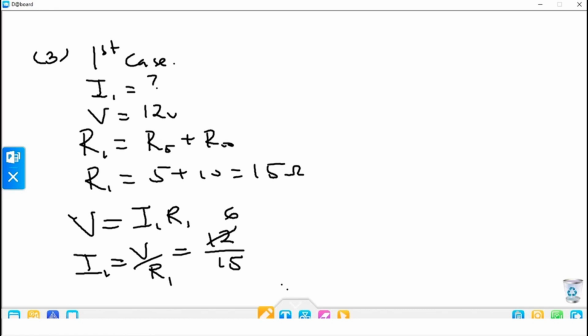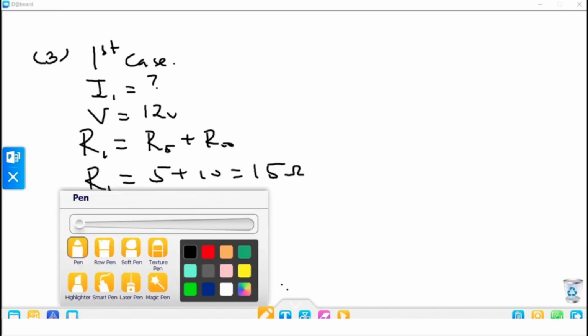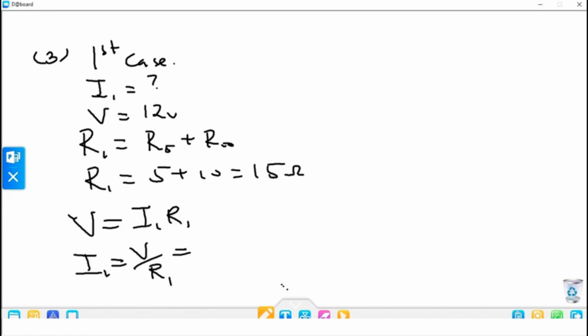2 here will give us 6. 2 cannot divide 15, so let's use a factor that can go into both of them. So we have 12 all over 15. 3 here will give us 4, 3 here will give us 5. So this becomes 4 all over 5. That is our I1, and it's in amperes.